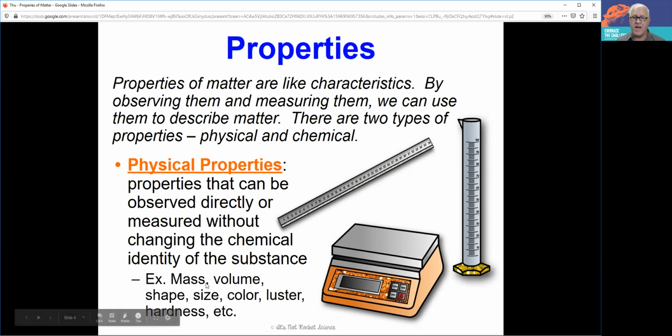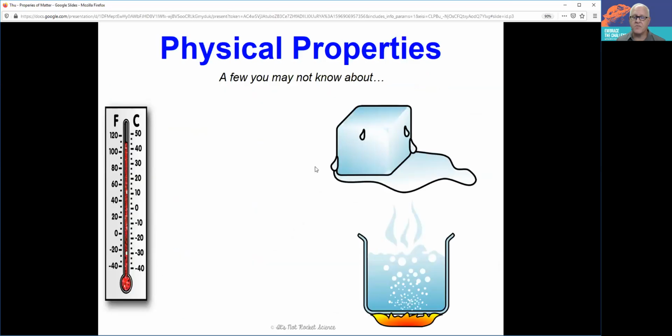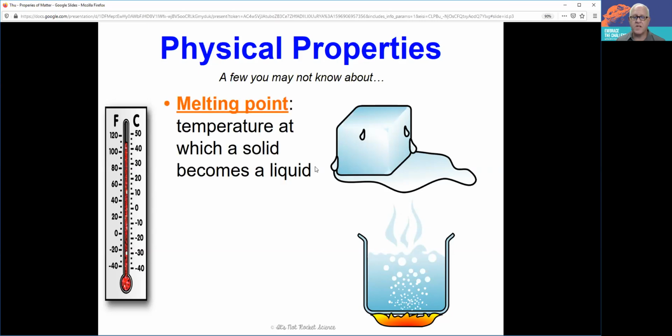We're going to look at things like mass, volume, shape, size, color, luster, and hardness. Those are all the physical properties of matter. Some other physical properties include melting point. That's the temperature at which a solid becomes a liquid. Now, we have all of the elements on the periodic table of elements, and each one of those elements has its own melting point.